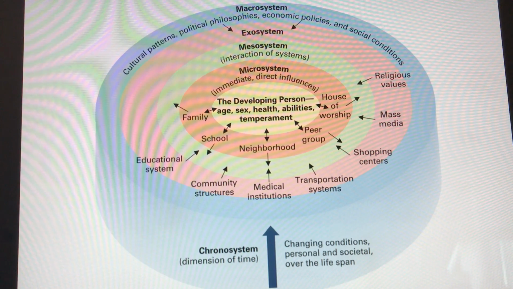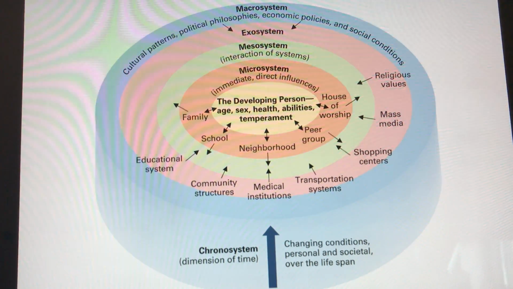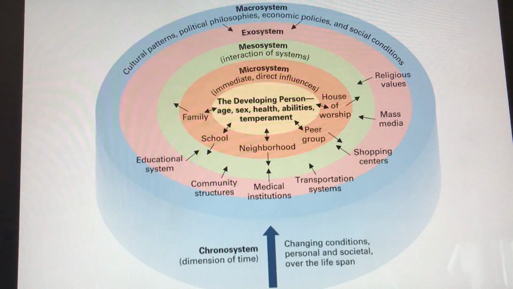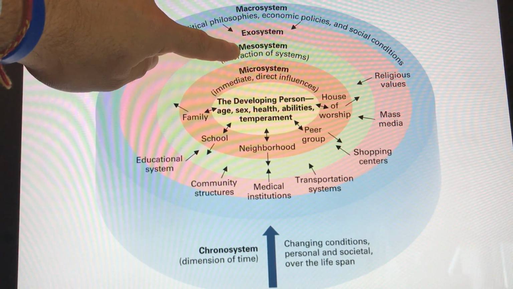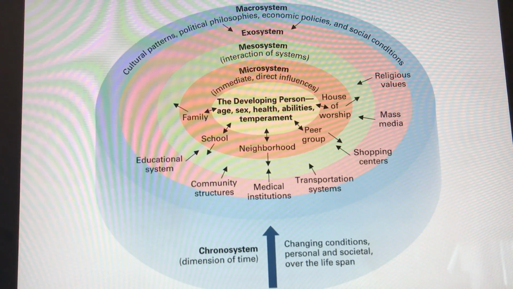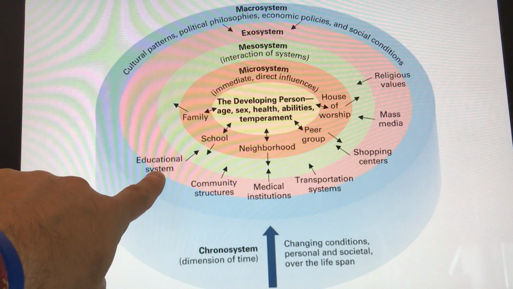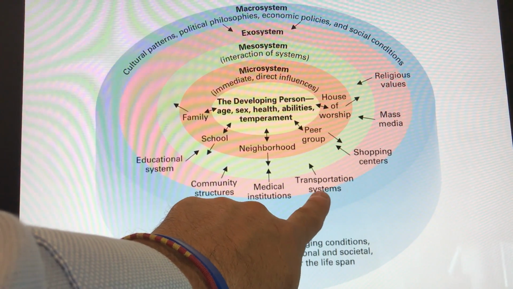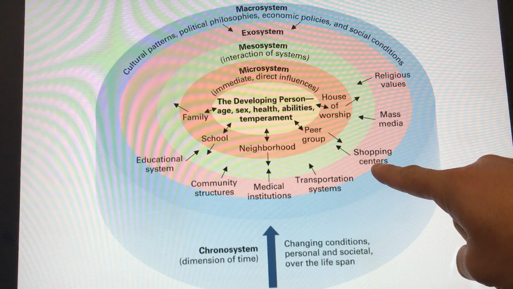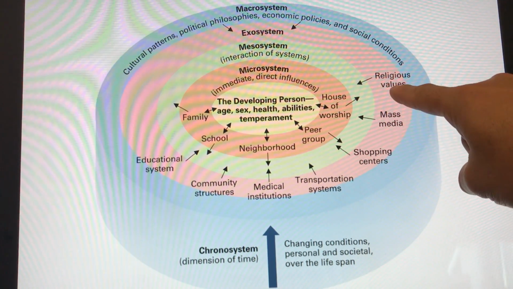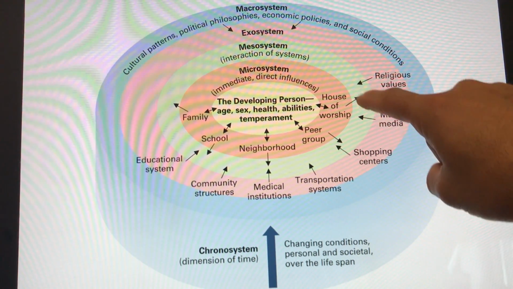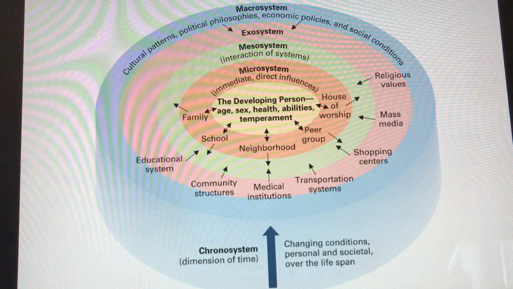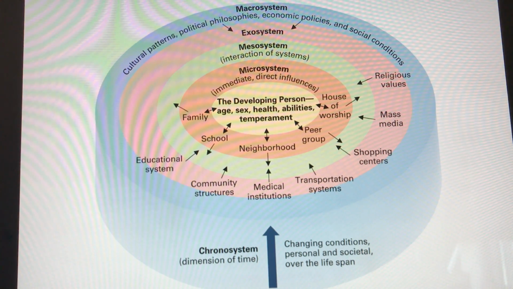Now, here's where things maybe start to make a little bit more sense to you as you understand how you have become the person that you are. Inside the mesosystem, there are a number of different influencers. We have the educational system that you are a part of, community structures, medical institutions, transportation systems, shopping areas, the media, and religion, all a part of what makes up the mesosystem of your development. These are systems that often interact with one another, so you can't avoid one without the other.